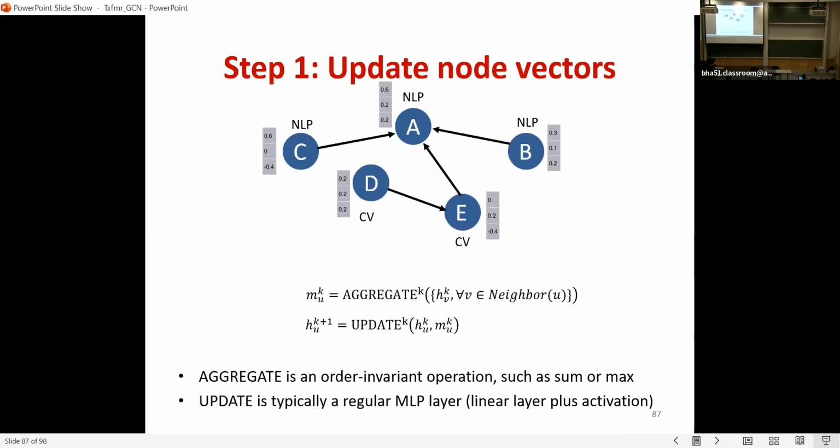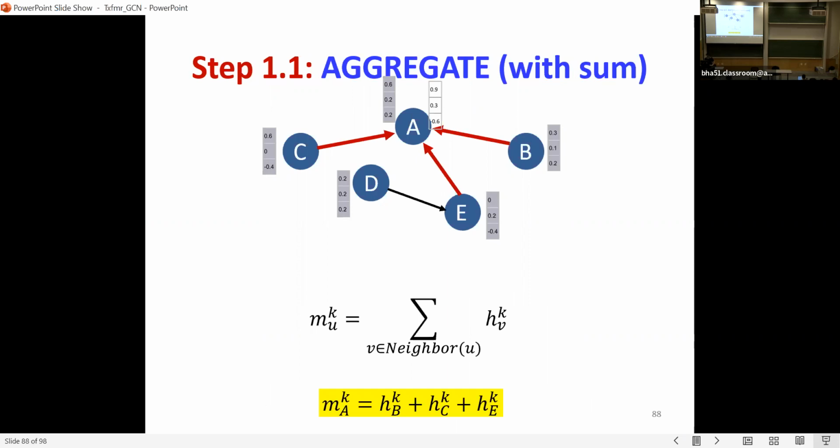Concretely, aggregate means that you're going to, for example, sum all of the h^k of V, h^k of W, and of all of the nodes, into the message. And then update is going to be one linear layer that takes as input both h^k_U and the message m^k_U. So to formalize it a little bit, m^k_U is going to be the sum of h^k_V for all of the V neighbors of U.